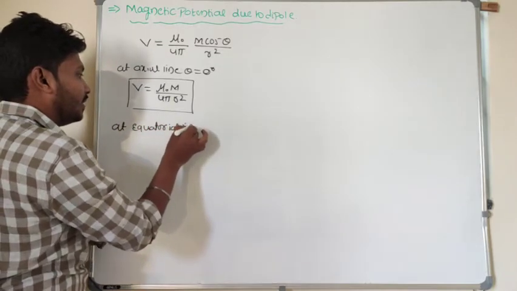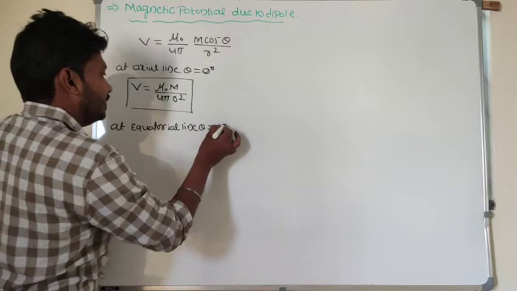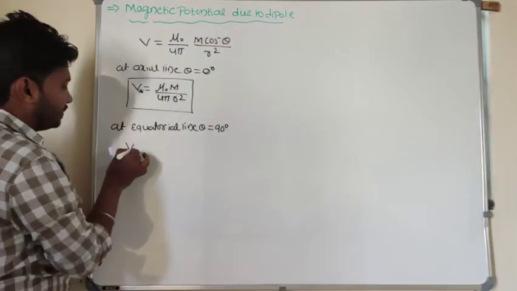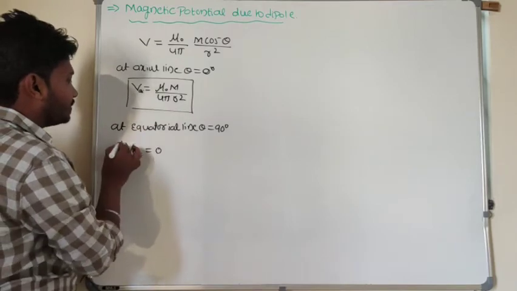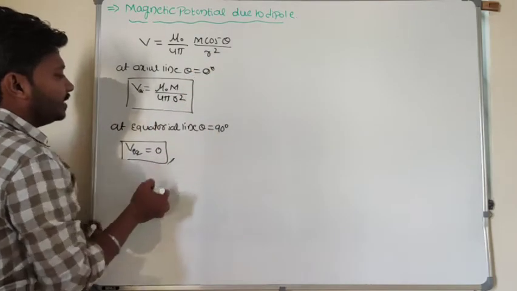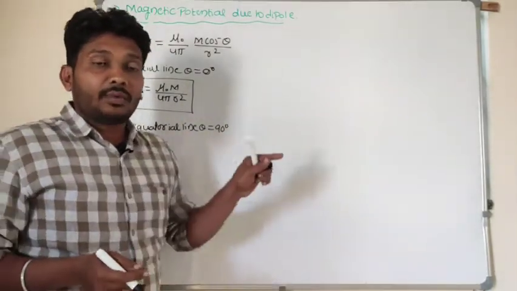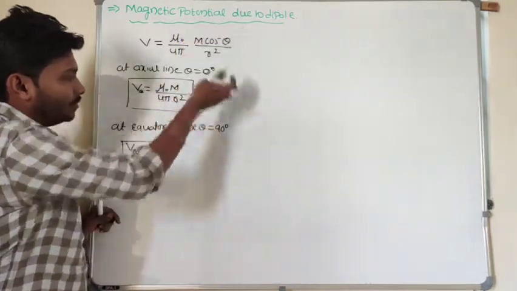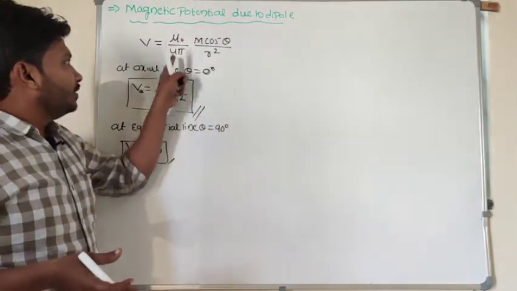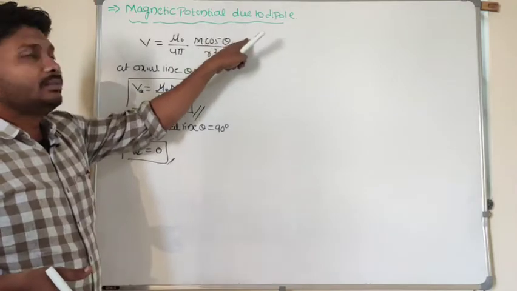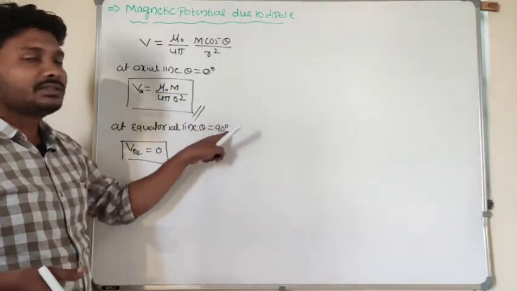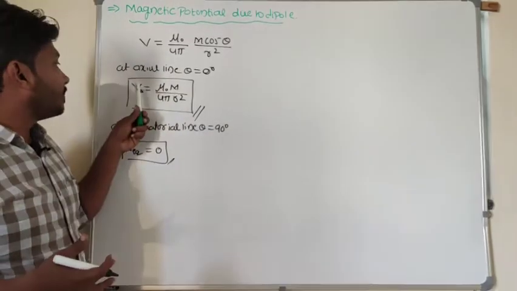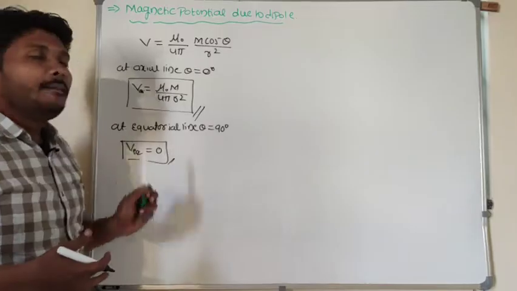At equatorial line, theta value is 90 degree. This is axial and this is equatorial. Cos 90 means 0. At equatorial line there is no magnetic potential. Magnetic potential exists only on the axial line. So please remember this formula. There is no need of any kind of derivation. Just remember the formula. At axial line means theta value is 0. At equatorial line means theta value is 90 degree. This is the answer for magnetic potential at axial line and at equatorial line.